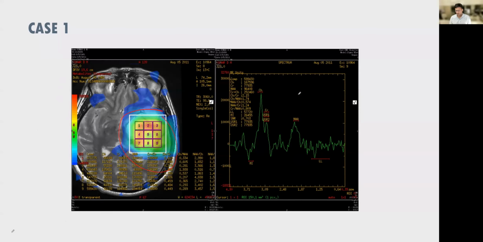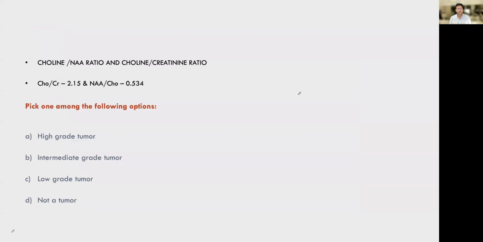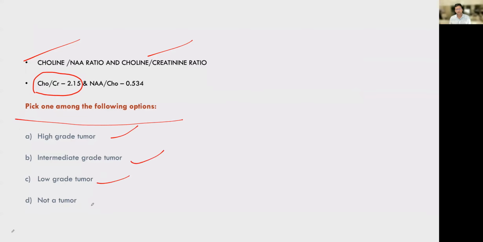Abnormal, very good. So the question here is the choline to NAA ratio and choline to creatinine ratio I have given. The choline to creatinine ratio is 2.15. Now pick one of the following options. Is it a high grade tumor or intermediate grade tumor, low grade tumor, or not a tumor? Choline to creatinine ratio.